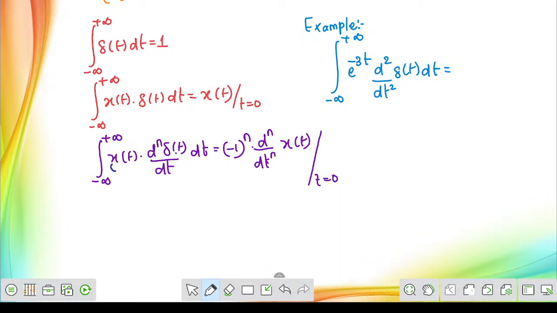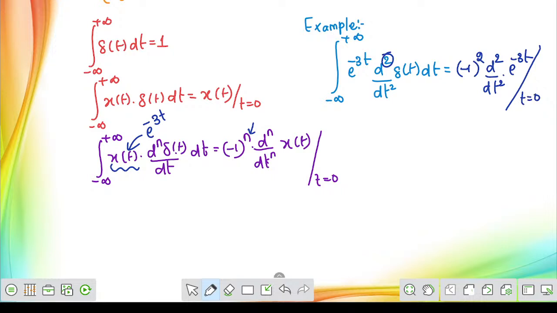See that in place of x(t), what are we having? In place of x(t), we have e^(-3t). Correct, sir? That's it. And here, just write down the formula. The resultant answer will be (-1)^n, where in place of n we have the order of the differentiation. Here n equals 2. So this can be written as d²/dt² of e^(-3t). At last, after completing the differentiation, replace t by 0.